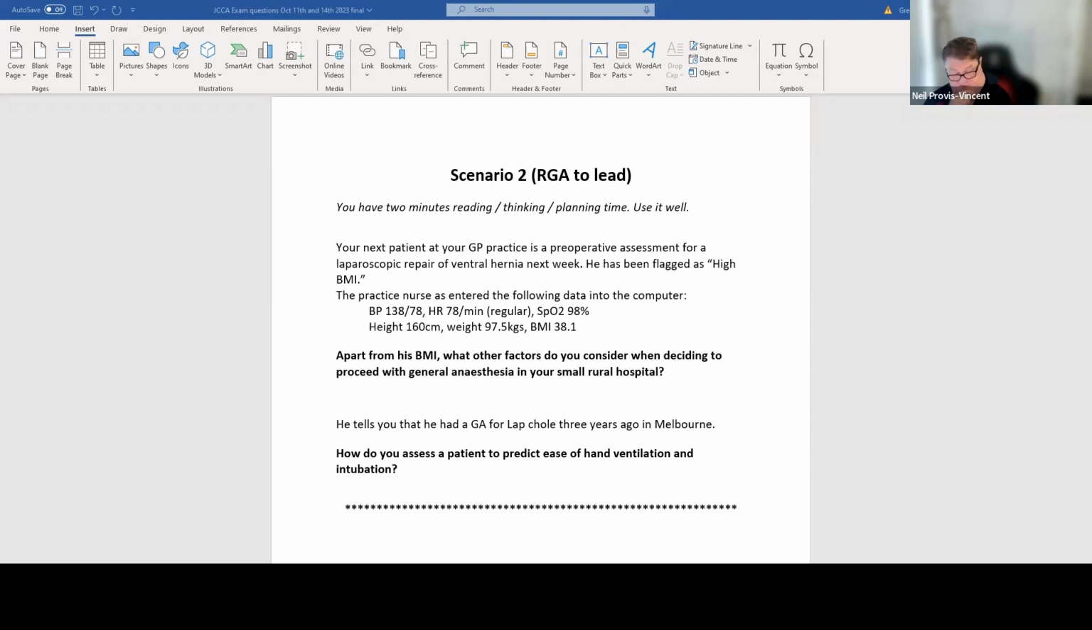He tells you that he's had a GA for a lap chole 3 years ago in Melbourne. How would you assess the patient to predict the ease of hand ventilation and intubation?